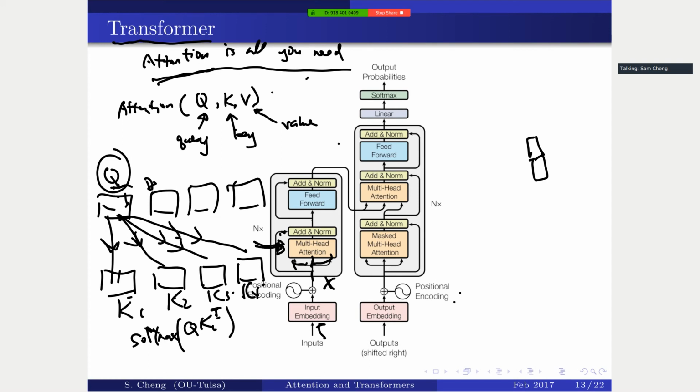So then we have a feed-forward layer. This is just a simple feed-forward layer. And again, I do something similar. And then we repeat this n times. So this is basically the encoder part. This is where we handle the input sentence.